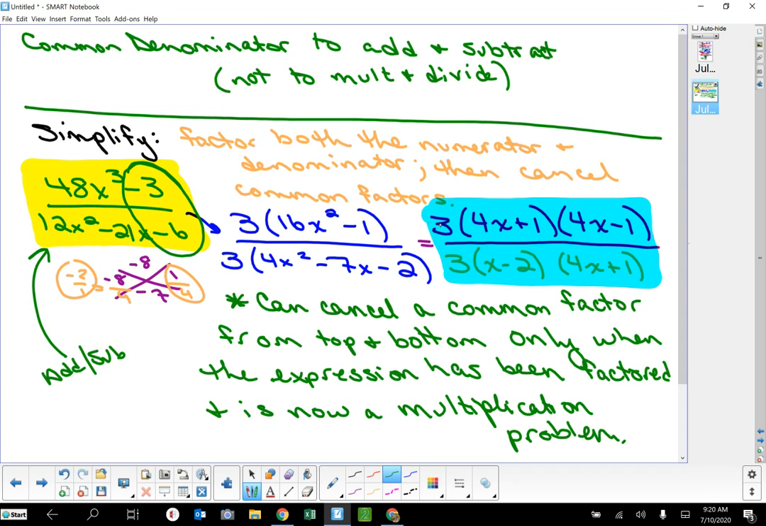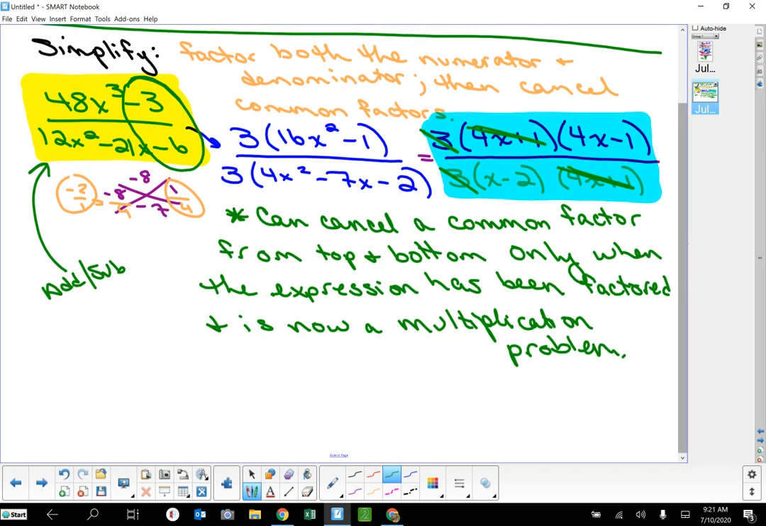This guy over here in the blue, you can cancel. So notice that there's a 3 on the top and the bottom. I can cancel those out. And I have a 4x plus 1 on the top and the bottom. I can cancel those out. And so the answer to this problem is what is left over. On the top you have 4x minus 1, and on the bottom you have x minus 2.